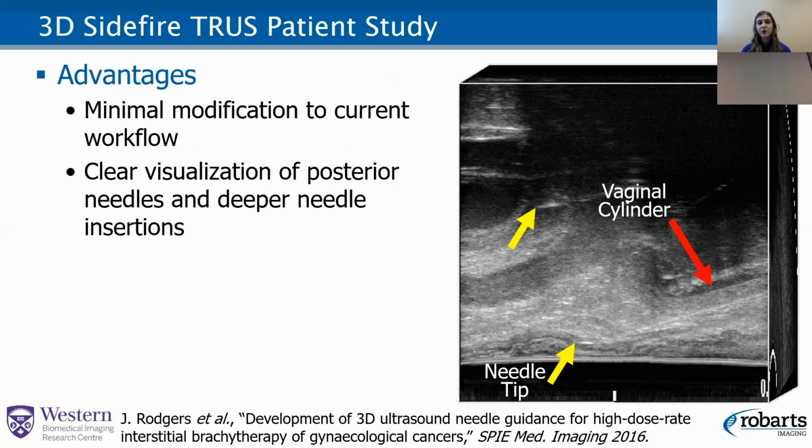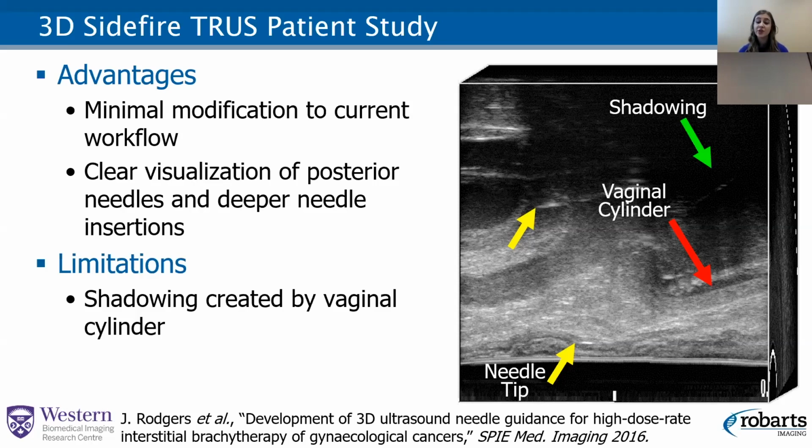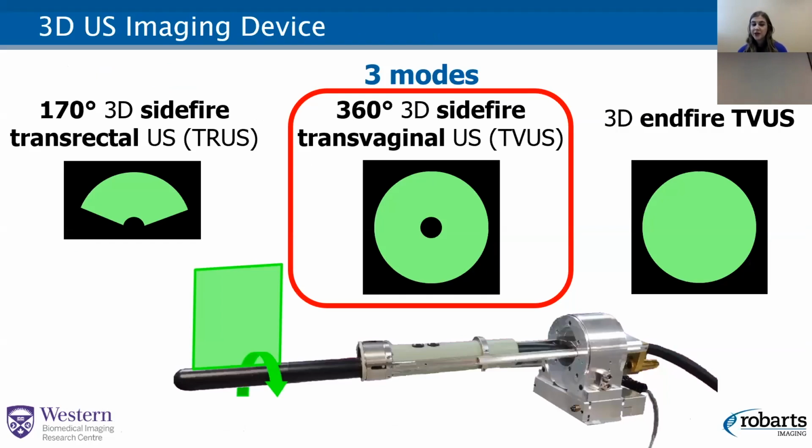And so we found the advantages of this approach were that it required minimal modification to the current workflow in the operating room. And it also provided really clear visualization of posterior needles and any needles that were inserted deeply. However, the main limitation of this approach was that the vaginal cylinder created a large shadowing artifact on the anterior side, which really obscured any needles placed in this anterior area. However, this can be mitigated by using a Sidefire transvaginal approach in cases with more anterior needles.